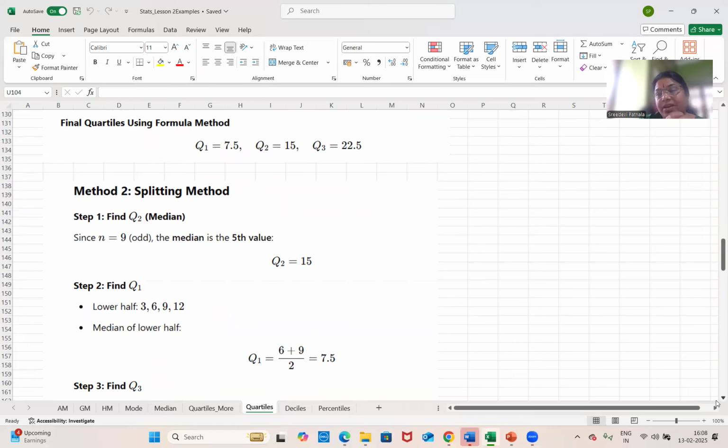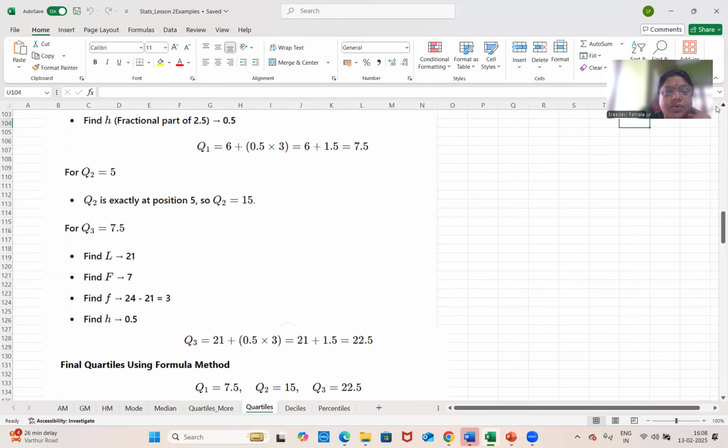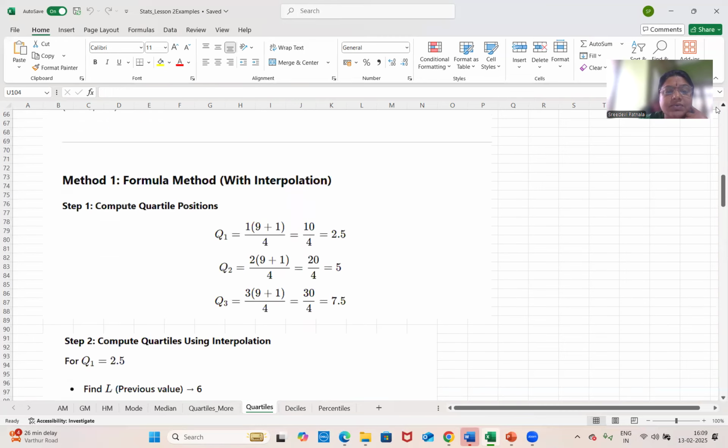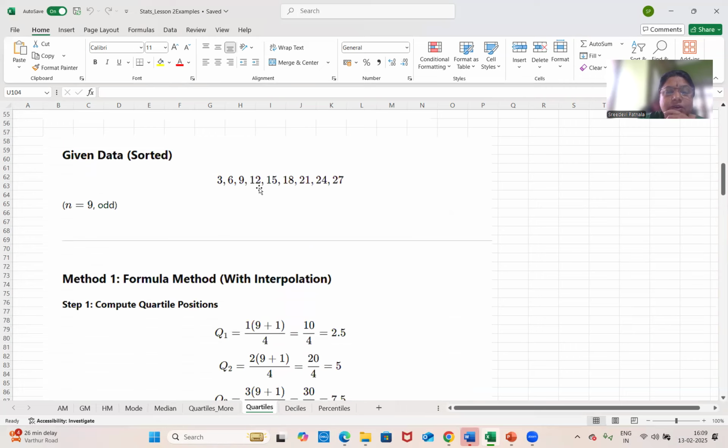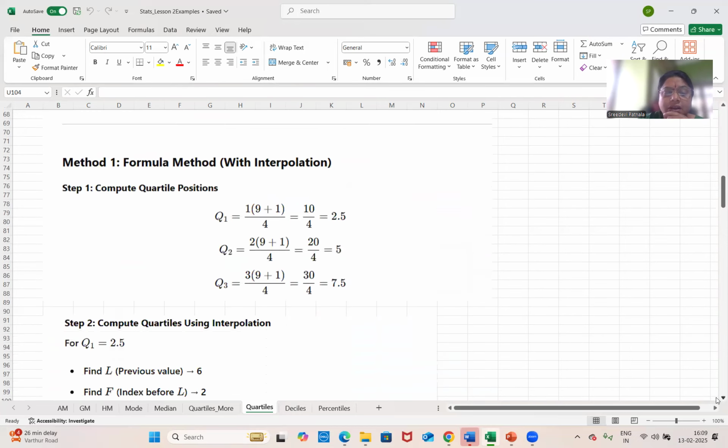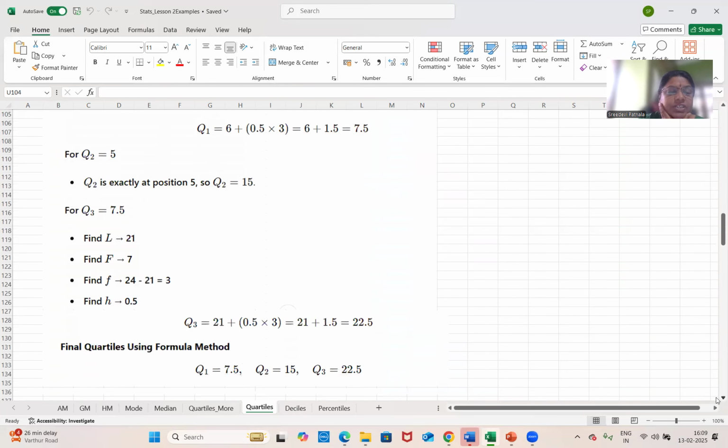Generally 50 percent is your median, the middle value. First you calculate the median, 15. How did we get Q2 as 15? Out of 9 values, since 9 is odd, the middle number is the fifth. So the fifth value becomes your Q2. What is the fifth value in your data set? Just count the fifth value. So directly you got 15 as your median value, which is Q2.